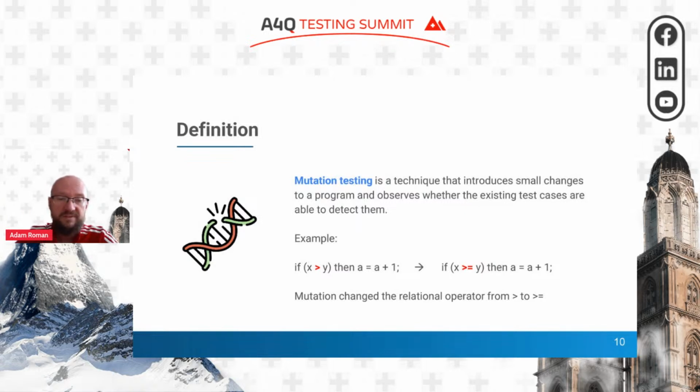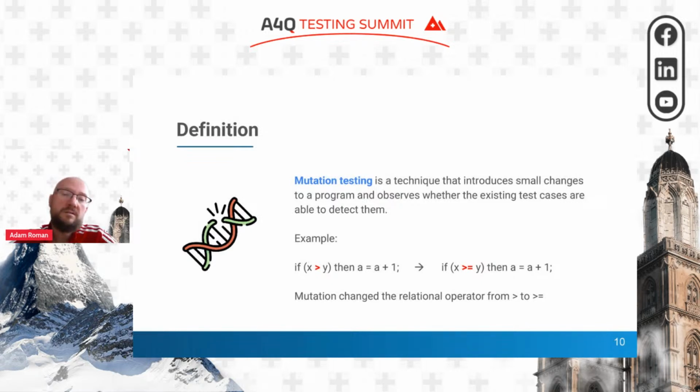For example, if we have some decision statement, like if x greater than y, then do something, and we change this relational operator greater than to greater or equal, right? So it's a defect, because the left one is the correct one, so it should be greater than, but we change it to something wrong, to greater or equal. And then we compile this program with this intentionally inserted defect, and we run our tests on this so-called mutant. A program that is changed in this way is called a mutant.